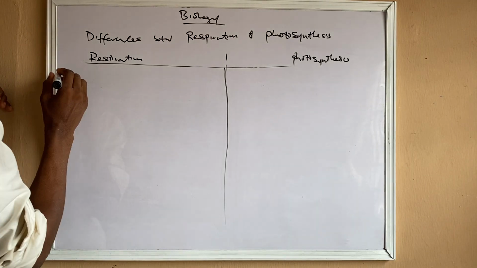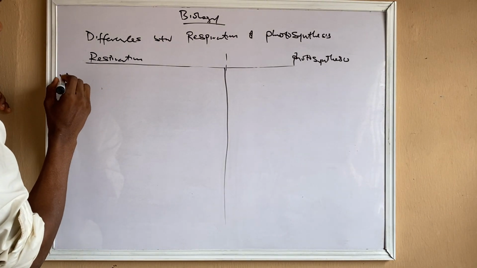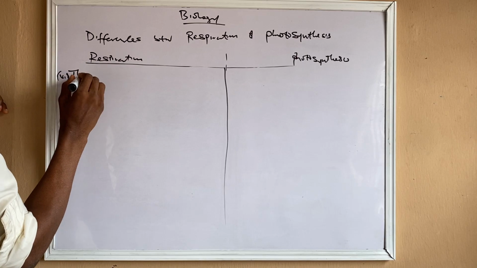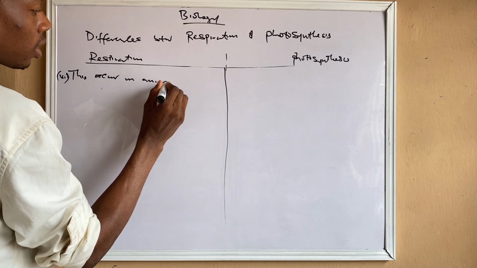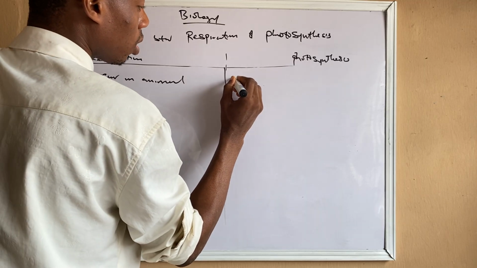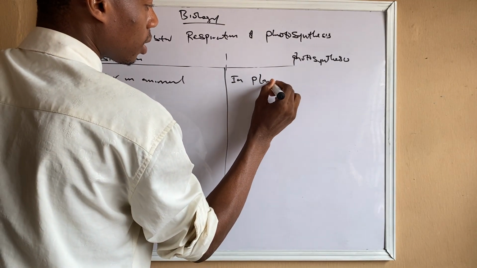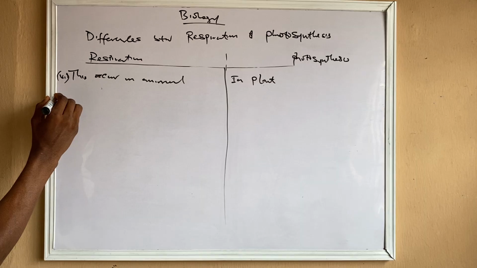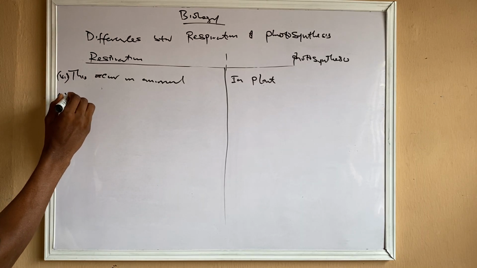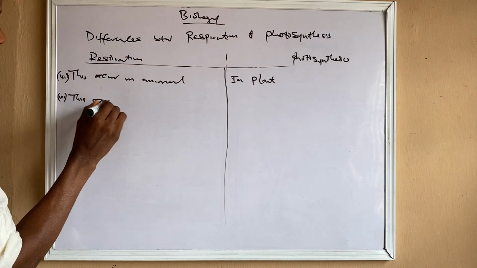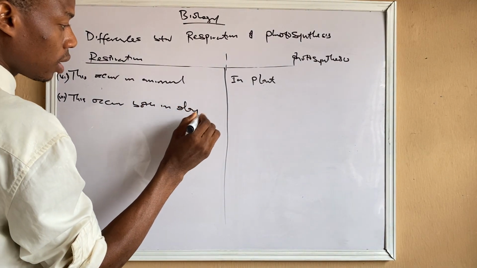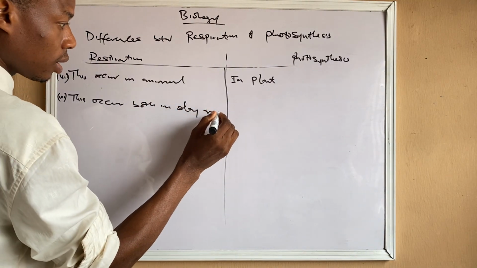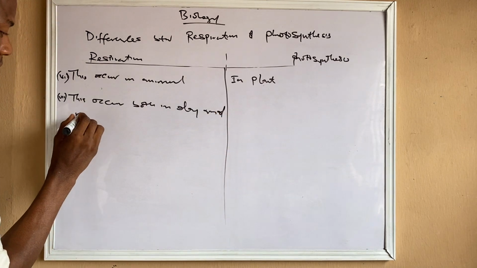So the next one, 6, which is what? These occur in animals. Why this occur? In plants. 7. These occur both in day and night.